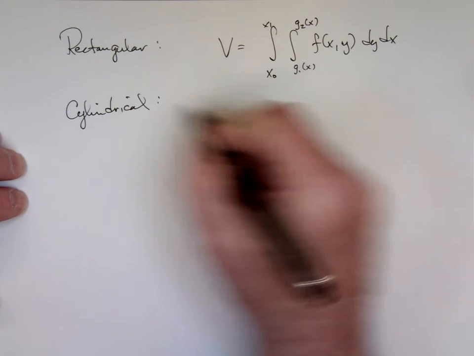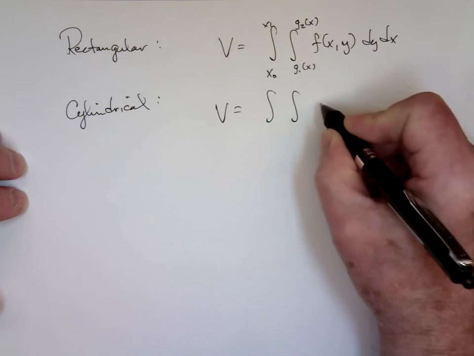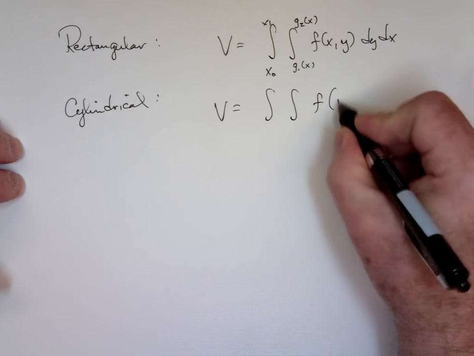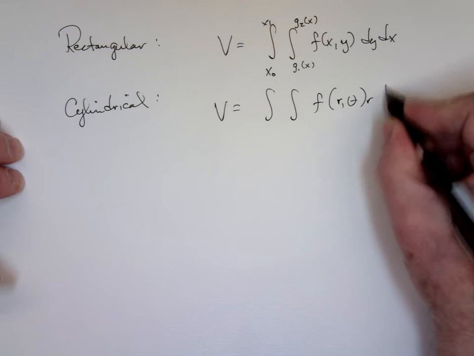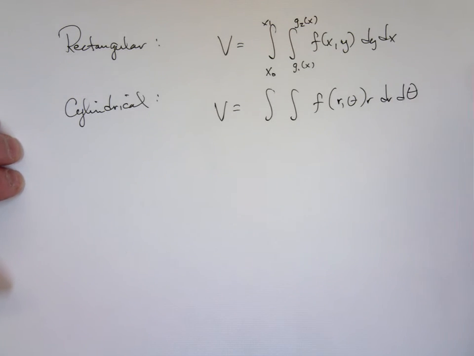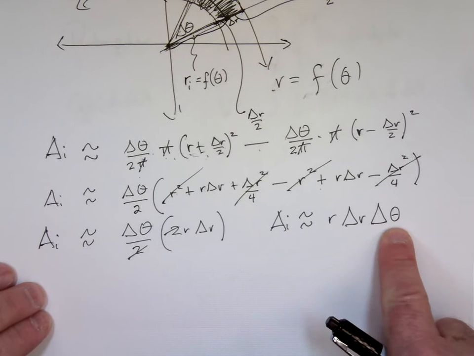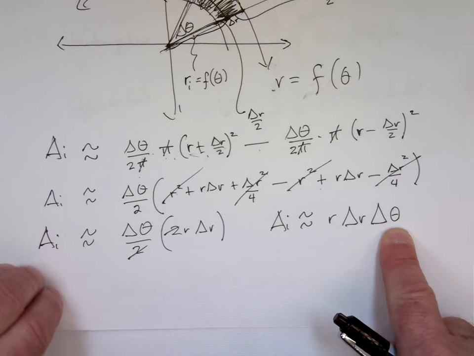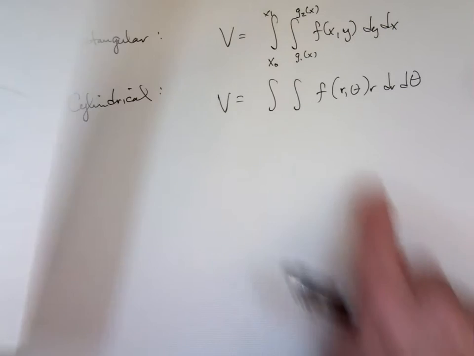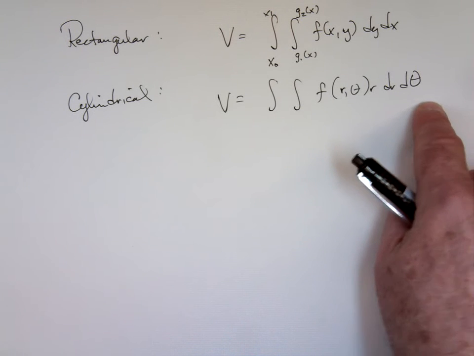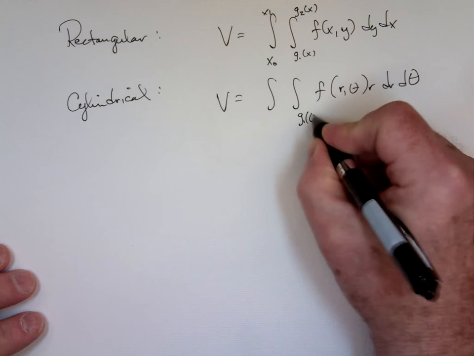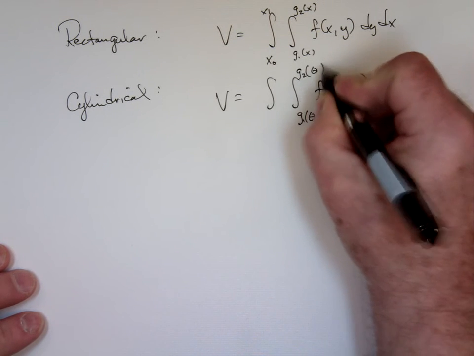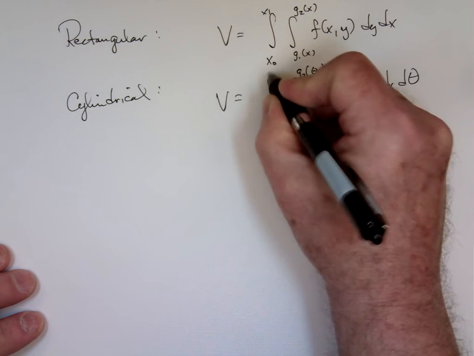In cylindrical, the double integral is a function in terms of r's and thetas. And instead of dy dx, we're going to have an r dr d theta. And where does that come from? It comes right from here. Okay? That's what that piece of area is. That piece of area becomes our r dr d theta. Our limits are going to go from some function of theta to another. Theta limits are going to go from some theta to another. Okay?